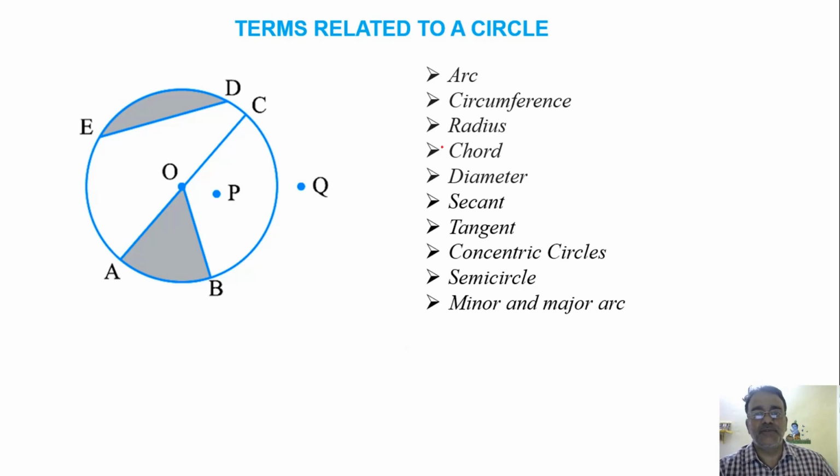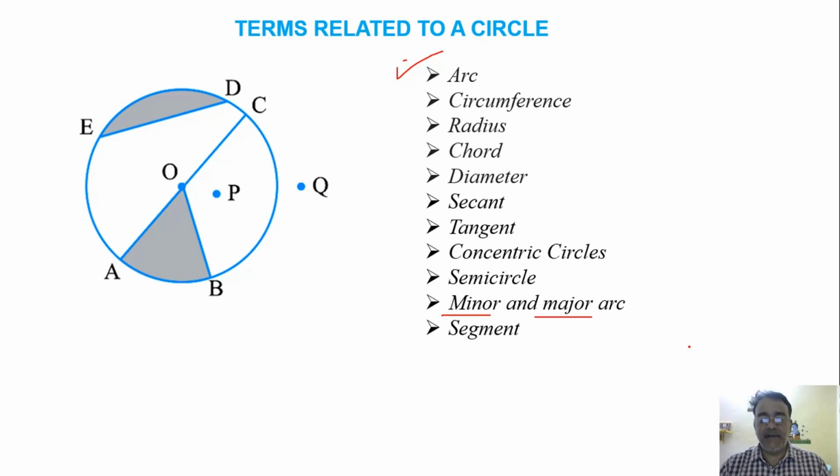Next is minor and major arc. We saw arc at the start. What is a minor arc and a major arc? See, if the arc is less than the semicircular arc, then it is called a minor arc. If the arc is greater than the semicircular arc, then it is called a major arc. Is it clear? Yes, sir.